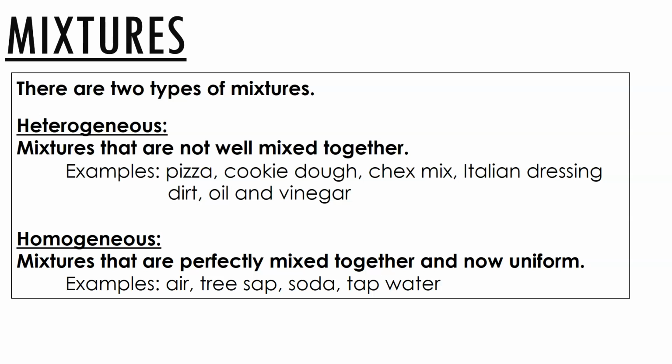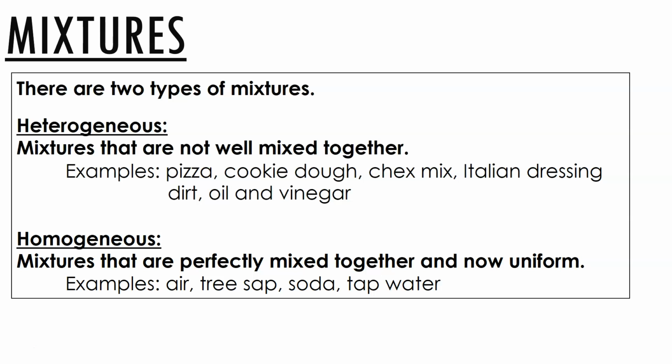Homogeneous mixtures are ones that are perfectly mixed and are now totally uniform. If you were to take a scoop from one side of a container and a scoop from another part of the container, they would be completely the same. Air is homogeneous. If all the oxygen was in one corner of the room and all the nitrogen was in another corner, that would not be a good situation, right? If suddenly there was no oxygen near you, that would be bad.